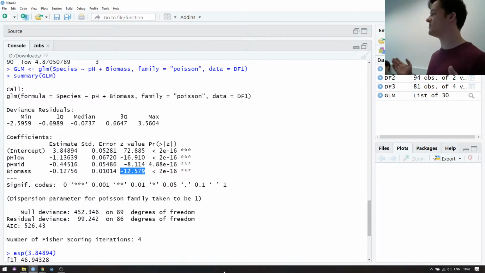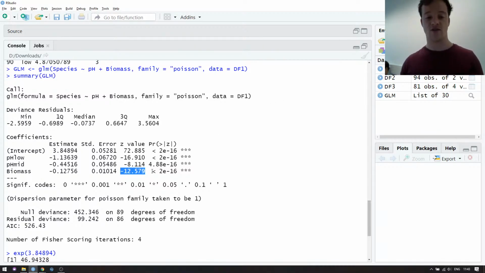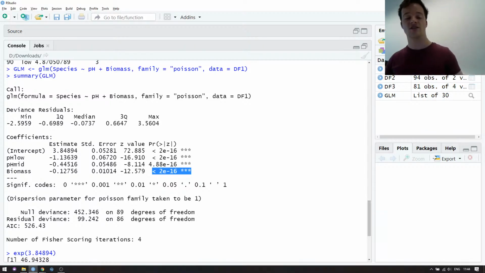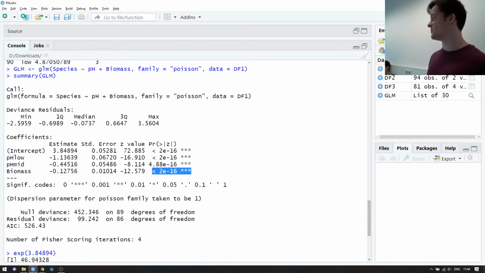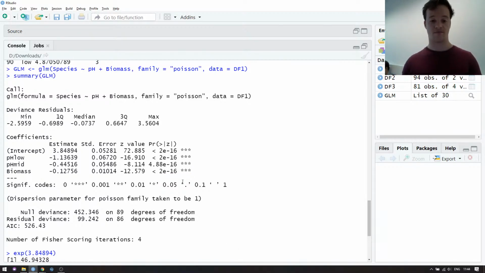So if this coefficient in the population were 0, the slope, the intercept, whatever, what is the chance of getting this large a test statistic? Now, that chance is incredibly small. It's 2 times 10 to the power of minus 16, or less than that even. So we reject the null hypothesis and we say there is a significant effect of biomass, because the chance of finding this large an effect of biomass, if it had no effect, is really small. Yeah? So that's the coefficients tab.